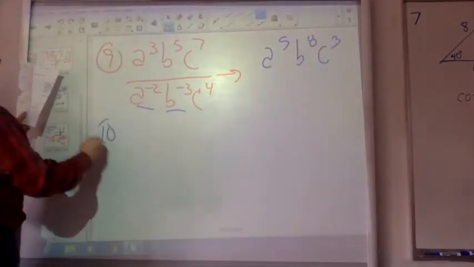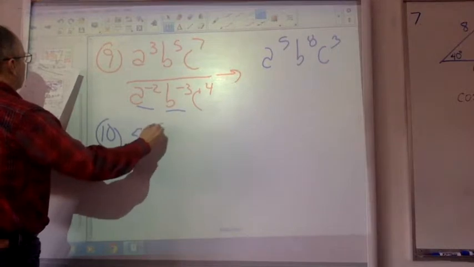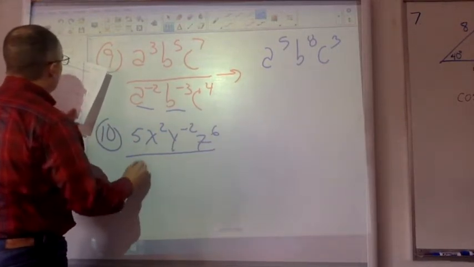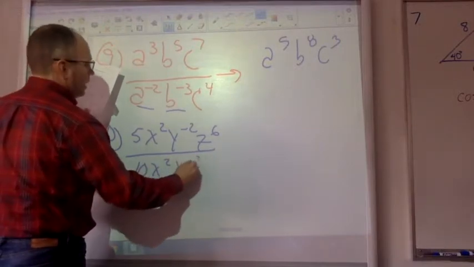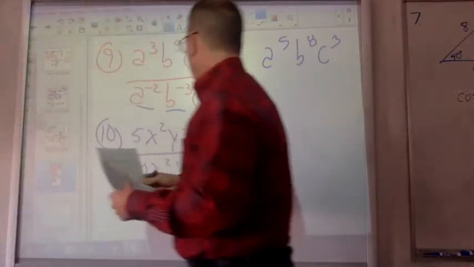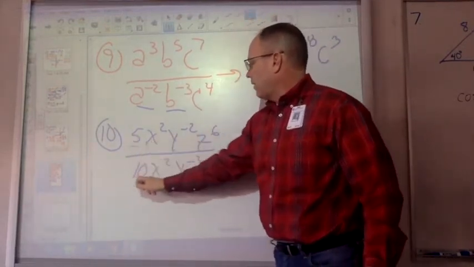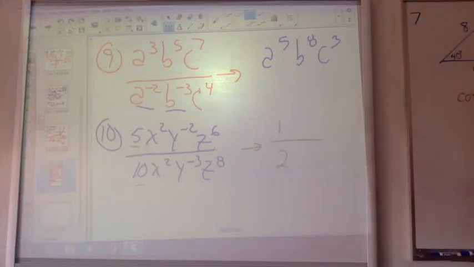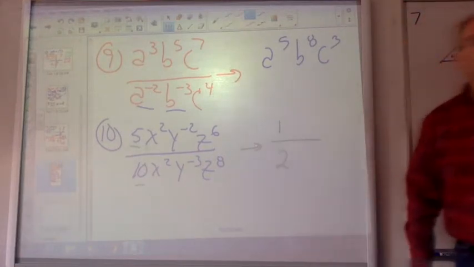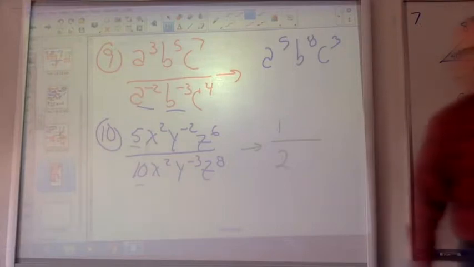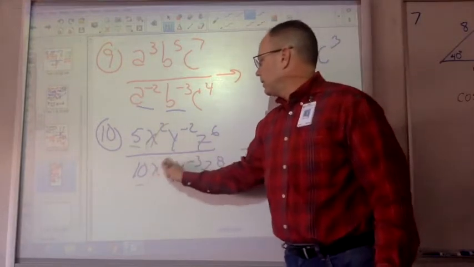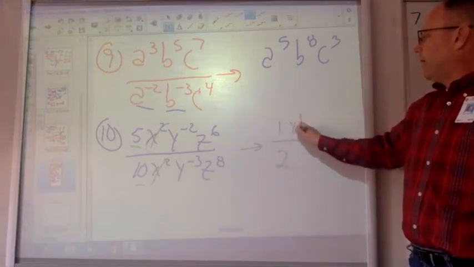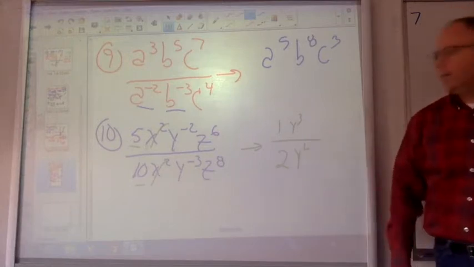Number 10. Over 10x squared divided by 3 z to the 8. Okay. First thing to worry about. 5 over 10 reduces to 1 over 2. Still with me? Tug of war with the x's. Who wins? Nobody. It's a tie. They cancel out. They're gone. I need to flip-flop the y's. So I have y to the third on top, y to the second on bottom. That's going to become tug of war in a minute.